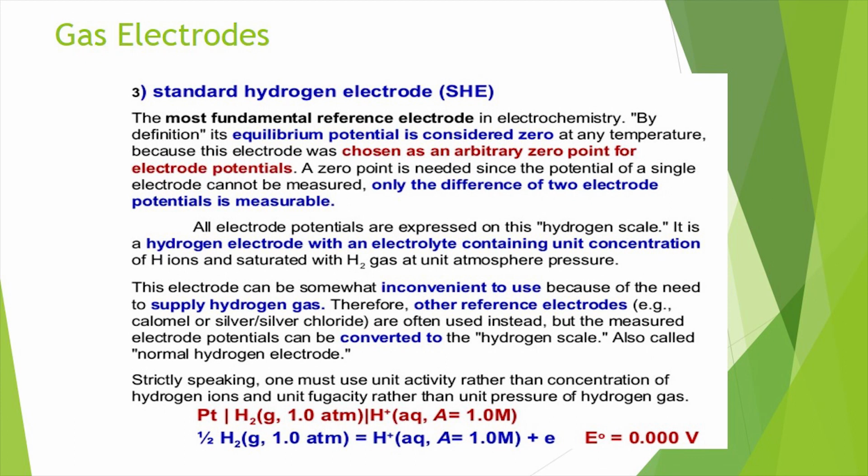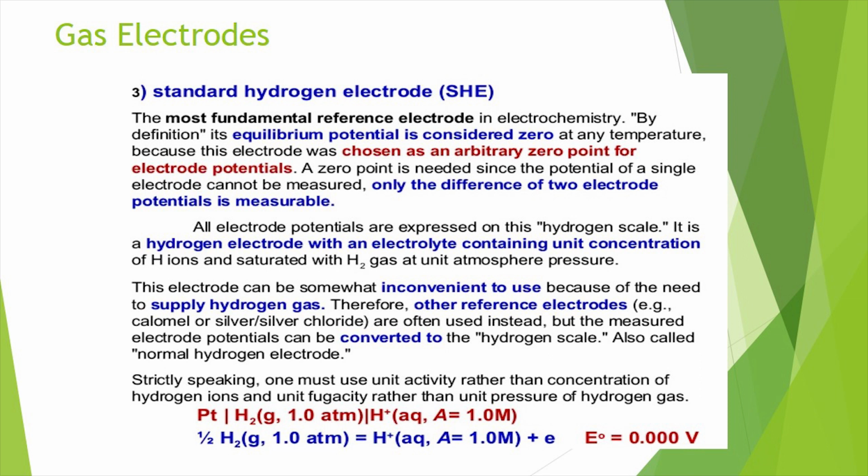First one, the standard hydrogen electrode, the most fundamental reference electrode in electrochemistry. By definition, its equilibrium potential is considered 0 at any temperature, because this electrode was chosen as an arbitrary 0 point for electrode potentials. A 0 point is needed since the potential of a single electrode cannot be measured. Only the difference of two electrode potentials is measurable. All electrode potentials are expressed on this hydrogen scale.